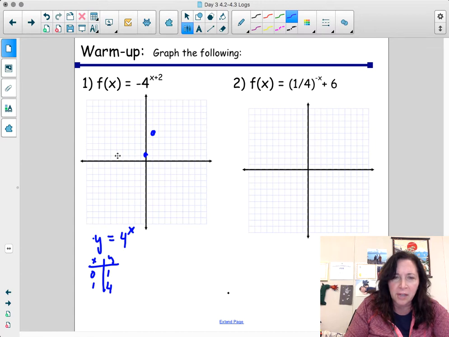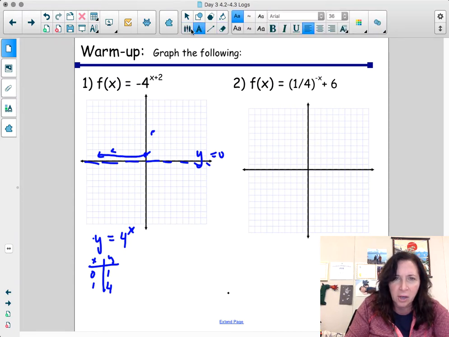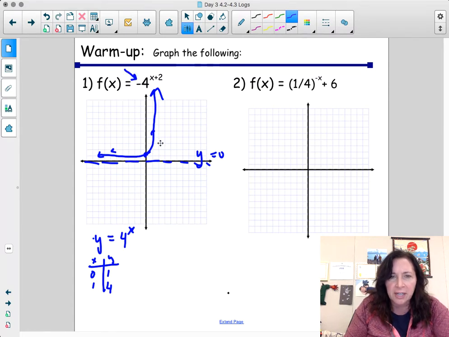We know it's exponential. It's going to have an asymptote right here at y is equal to 0. And our graph is going to come along, and it's going to go up like that, exponentially.